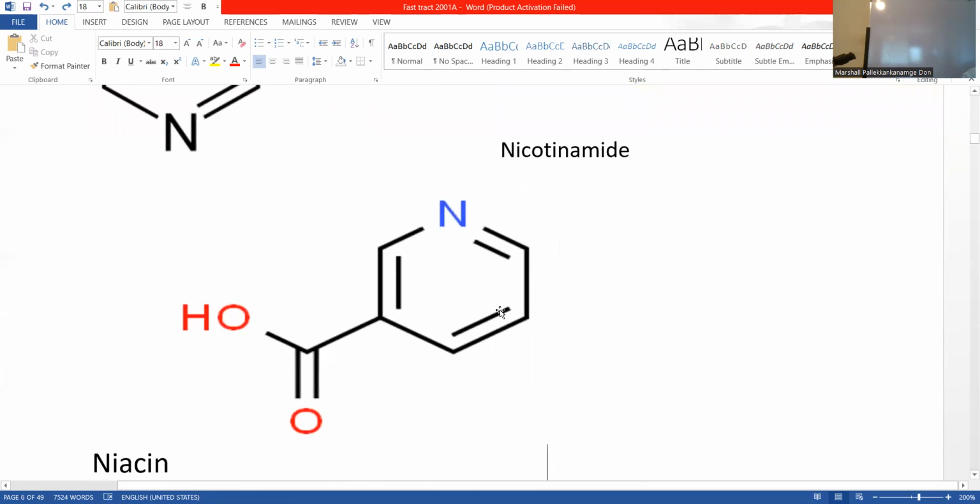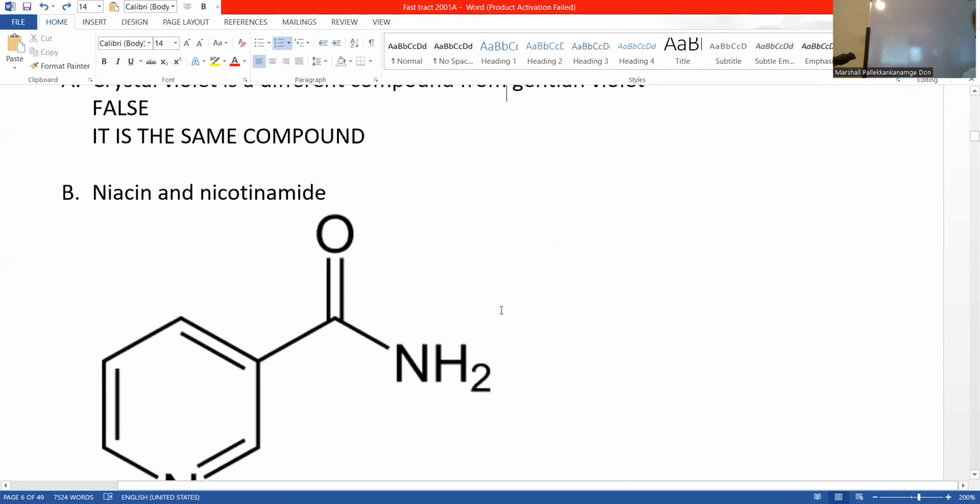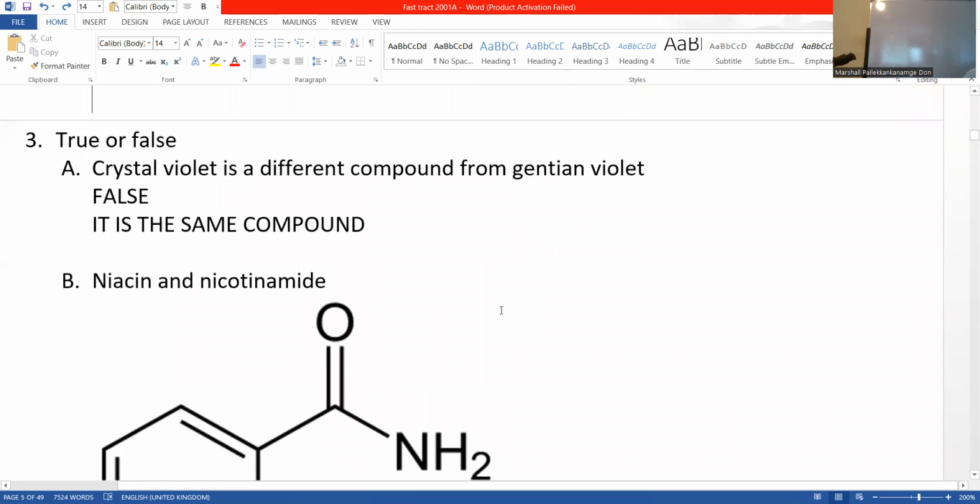Question number 3. True or false? Crystal violet is a different compound from gentian violet. That is false. Both are given to the same chemical. Crystal violet and gentian violet are two names given to the same chemical.